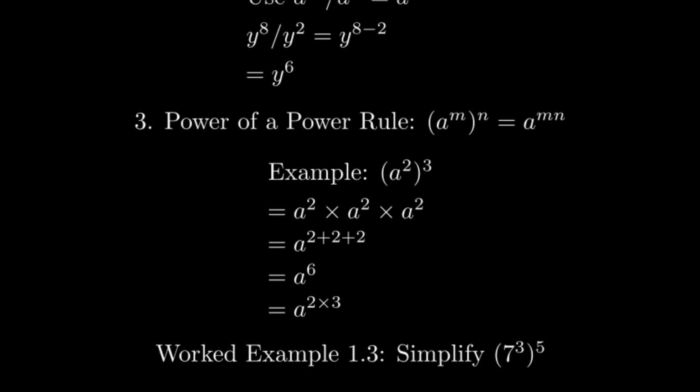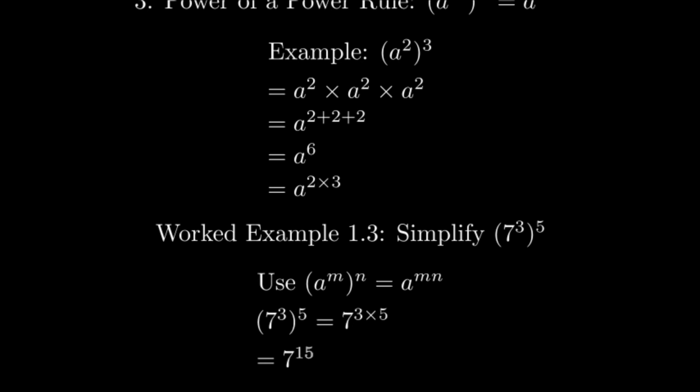Let's simplify 7 cubed, all raised to the power of 5. Here we have a power raised to another power, so we multiply the exponents. 3 times 5 is 15. The simplified form is 7 to the power of 15. We don't need to calculate the final number.